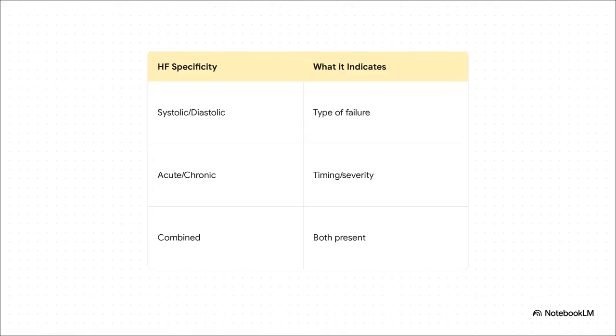When it comes to heart failure, vague coding just won't cut it. You have to hunt through that documentation for exact terminology. First up, what type of failure are we looking at? Is it systolic, diastolic, or combined? Second, what's the timing and clinical severity? Is it acute, chronic, or maybe acute on chronic? Your final code selection hinges entirely on those specific descriptors.